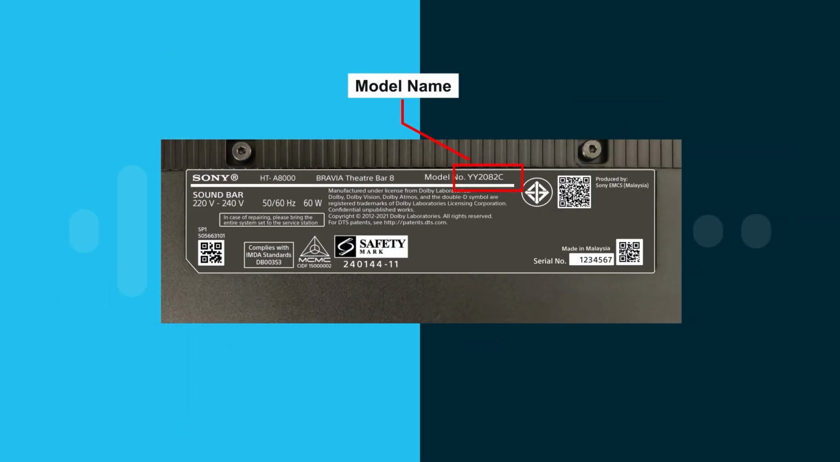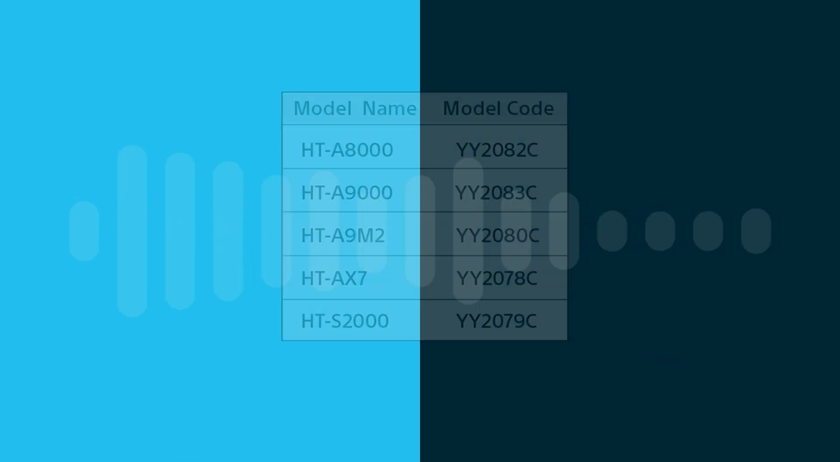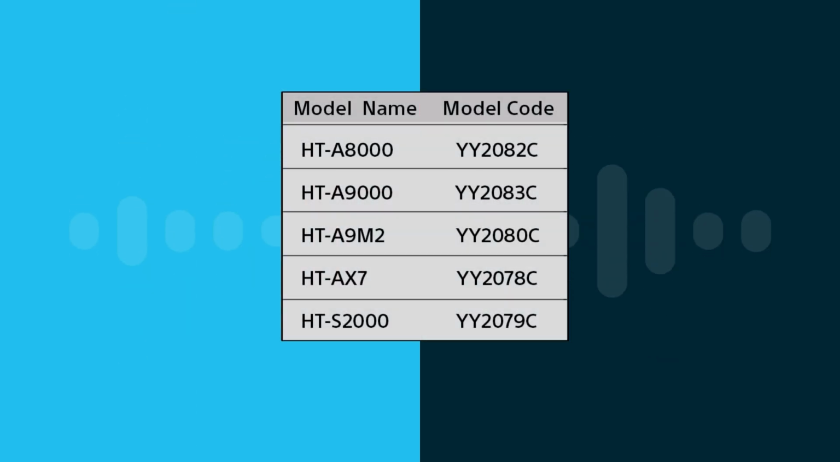Some of our products have model names starting with YY followed by 4 to 6 digits. These models have dual model names. To easily find support information or register your product, please use the model name that begins with HT. If you are unable to find a model name that begins with HT, use the model code that begins with YY to find the model name that begins with HT in this chart above.